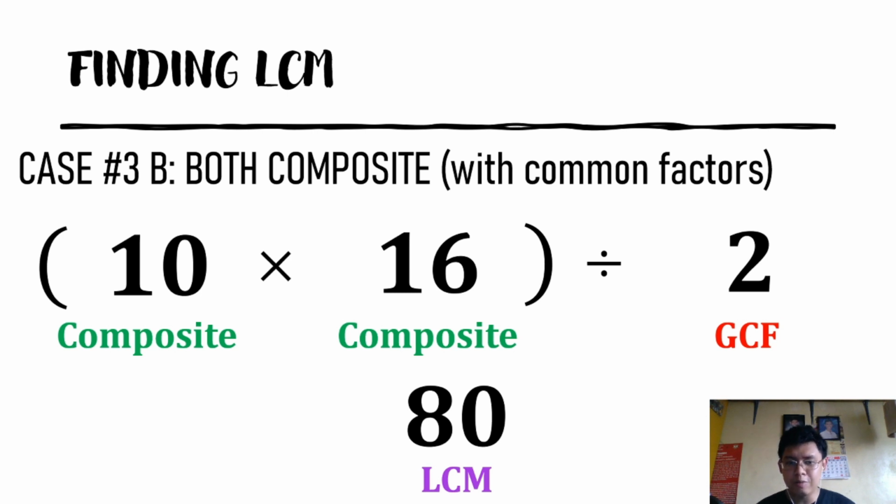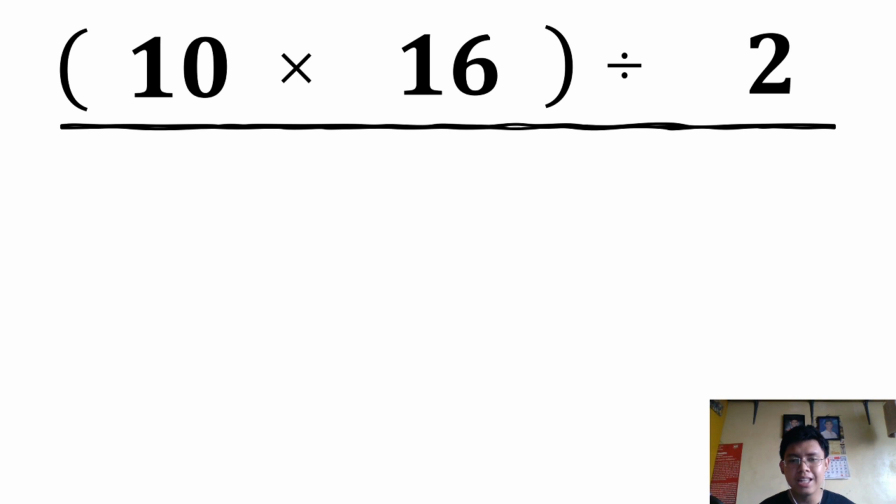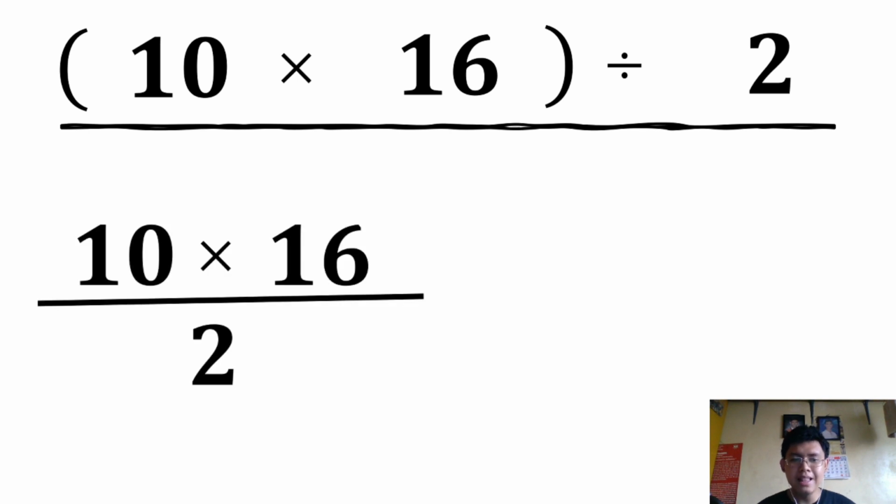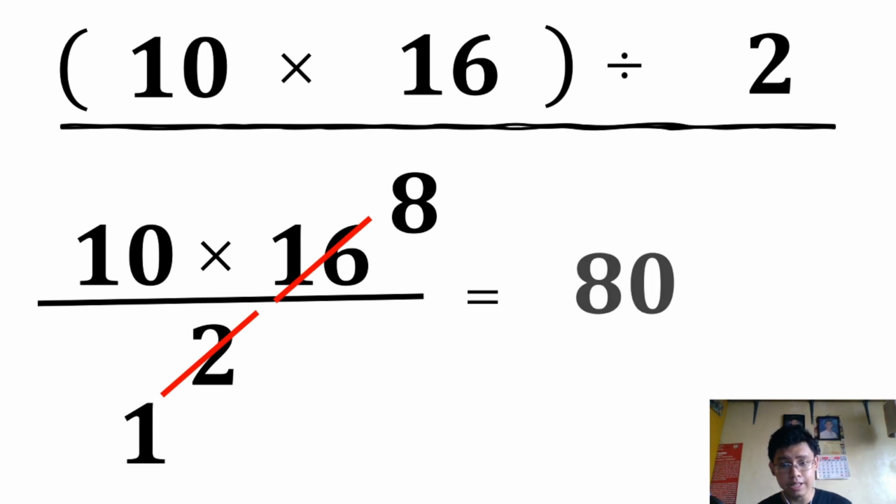Now again, kung masyadong malaki yung numbers, you can write it in this form. 10 times 16 all over 2. Now, you can cancel 16 and 2. 16 will become 8, and 2 will become 1. Then, 10 times 8 divided by 1, it is equal to 80, which is our least common multiple.